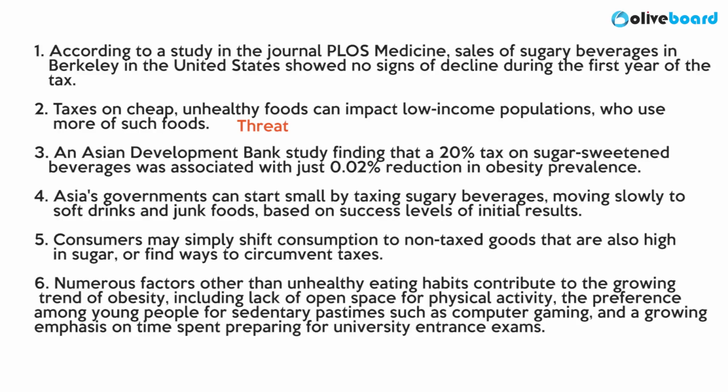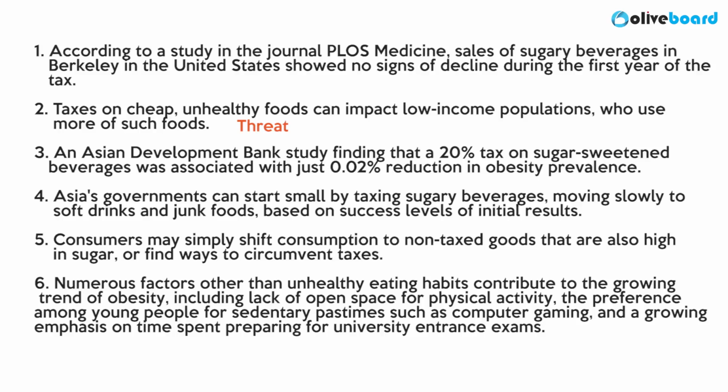Next is the fourth one: Asia's governments can start small by taxing sugary beverages, moving slowly to soft drinks and junk foods based on the success level. This is just a course of action that we can take. This would be a right action to control obesity. This is not an opposing argument. Okay, move to the next one.